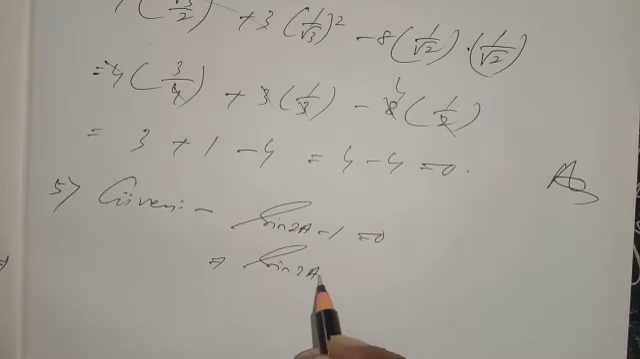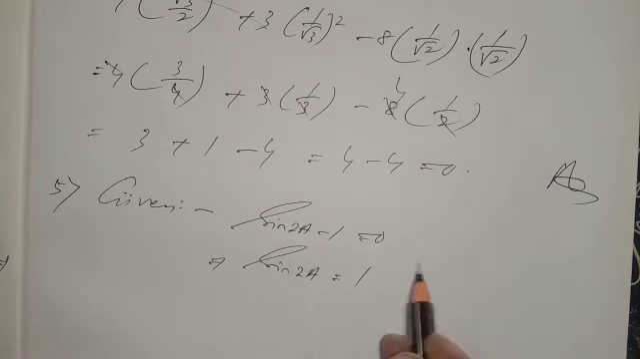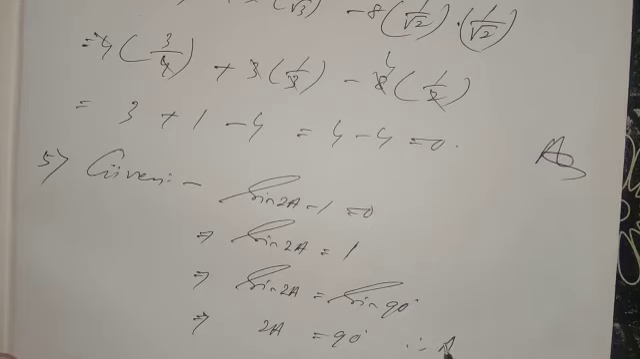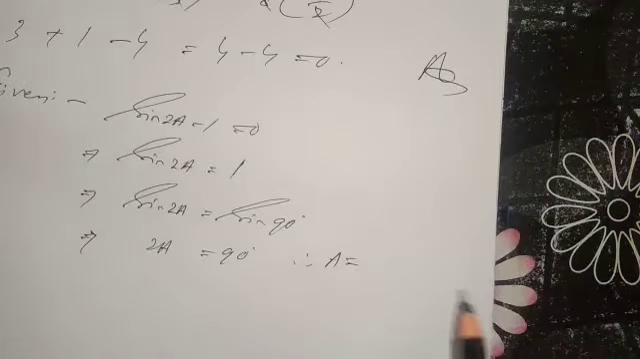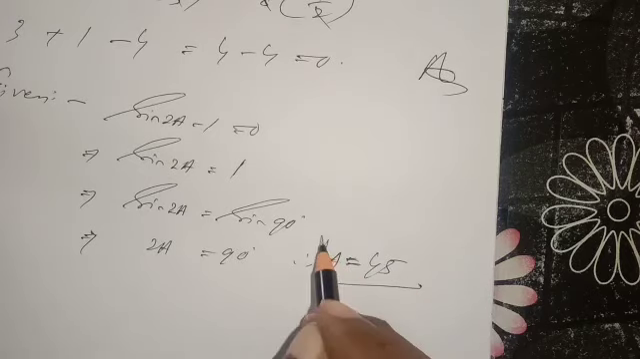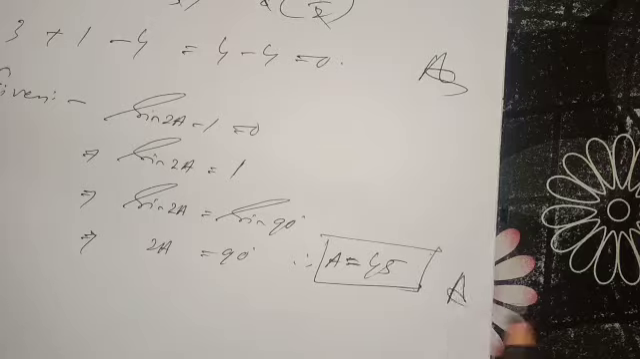That means sin 2a is equal to how much? 1, taking minus 1 to the other side. Sin how much is 1? Sin 90 degree is equal to 1. Means you have to replace 1 by sin 90. Comparing both sides, 2a is equal to 90 degree. Therefore, a will be how much? A will be 90 by 2, that is 45 degree. In this way, question number 5 is also complete.